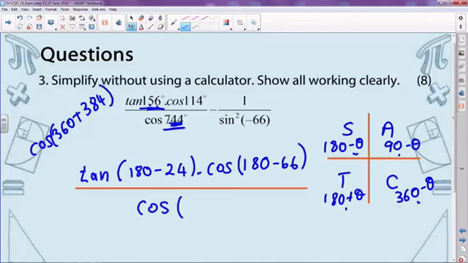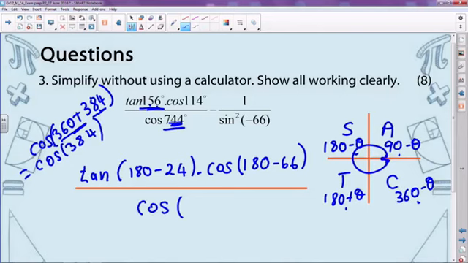Remember, when you're going 360 plus, it's a revolution. So you're starting in the first quadrant, going all the way around, and you're ending up in the same place, okay? So therefore, cos of 360 plus 384 is not going to change the sign or the value in any way. This will be the same as cos 384 degrees, okay?